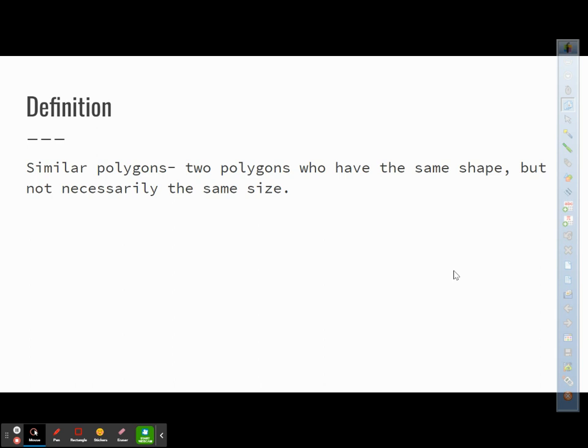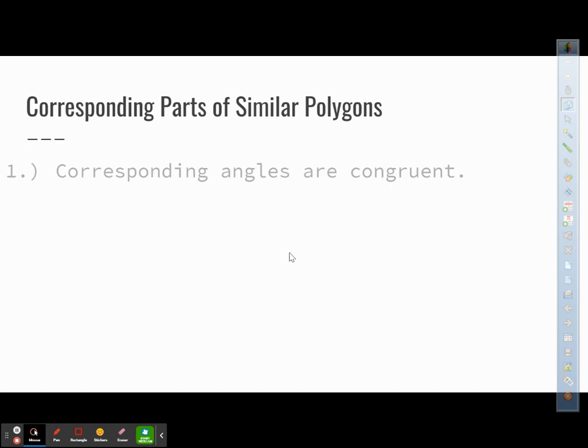There are two things about similar polygons that you need to know. The first one, and notice it even has the line for you: corresponding parts of similar polygons. Corresponding angles are congruent. Just like in congruent polygons, in similar polygons, corresponding angles are congruent.